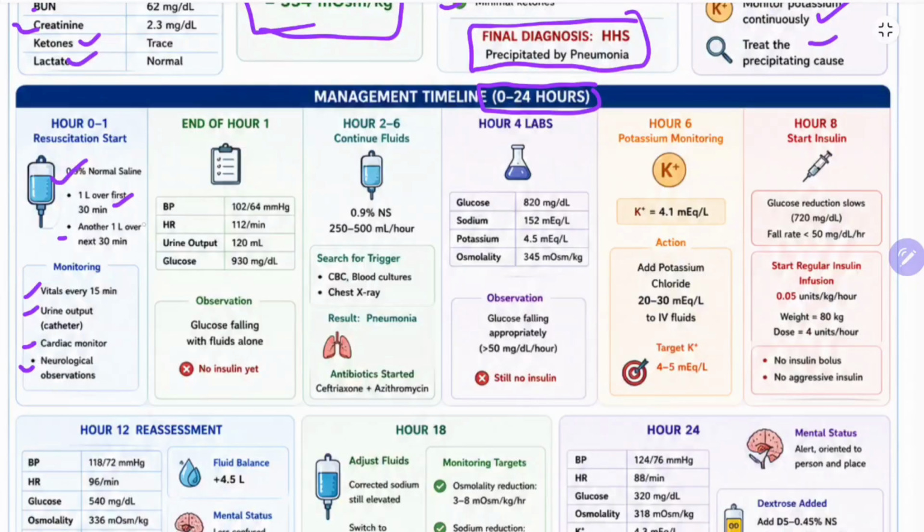At the end of 1 hour, BP is increased, 102 by 64. Heart rate is reduced, 112 per minute. Urine output is okay, 120 milliliter. Glucose is still high. See, it is 930 milligram per deciliter.